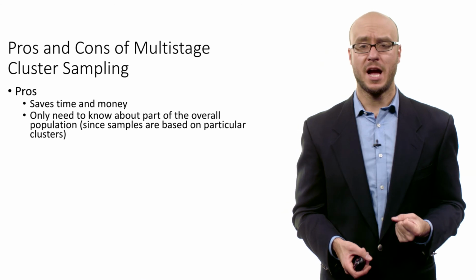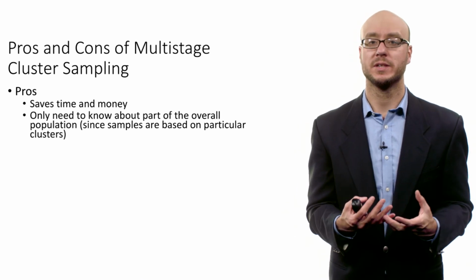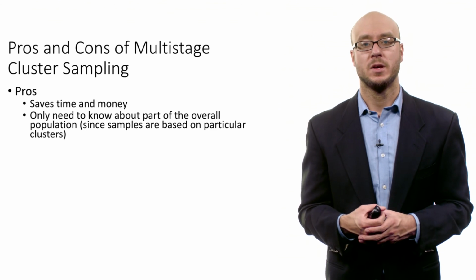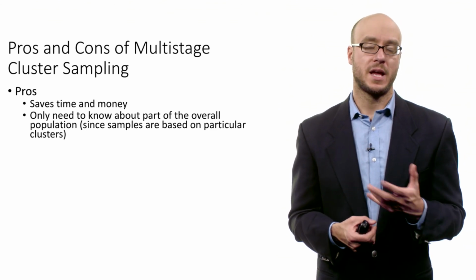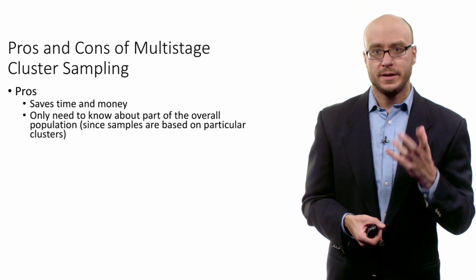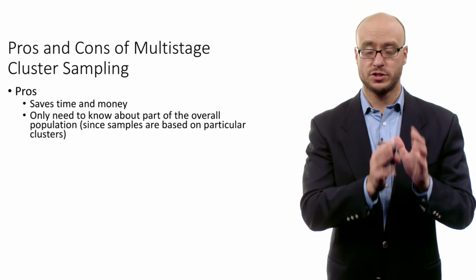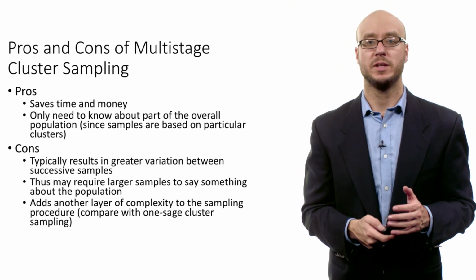Again, this saves time and money. This is why we do cluster sampling. It's less costly than simple random sampling, or even sampling based on strata. Another benefit, again, is that you only need to know about part of the overall population. Just those clusters that we actually sampled are what you really need to know about.